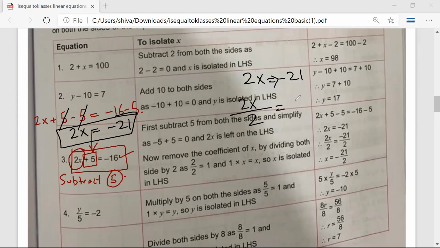Any doubt? No, sir. Mr. Sarthak, what should I do next? 2x is equal to minus 21. So 2x by 2 is equal to minus 21 by 2. Any doubt? No, sir. Therefore, x is equal to minus 21 by 2.